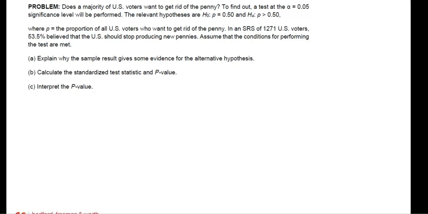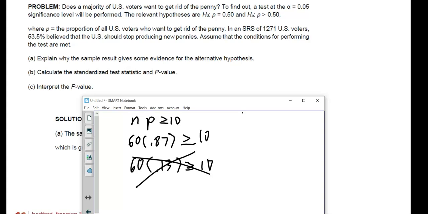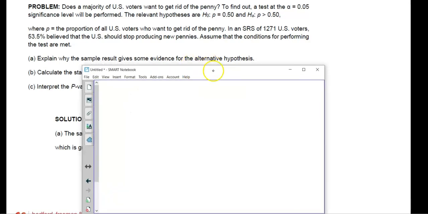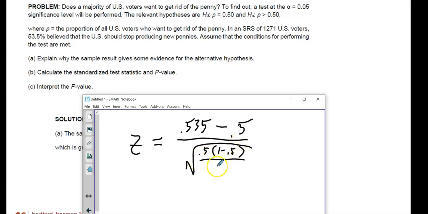I like that. Explain why the result gives you some evidence. So we have to type in, I guess, 53.5, which is more than 50%. So that's some evidence in favor of the alternate. Sure. Calculate the standardized test statistic. So to do that, it takes a bit here, right? It's that Z equals 0.535 minus the parameter, which was 0.5, over the square root of 0.5 times 1 minus 0.5 over n, which was 1271, I think.